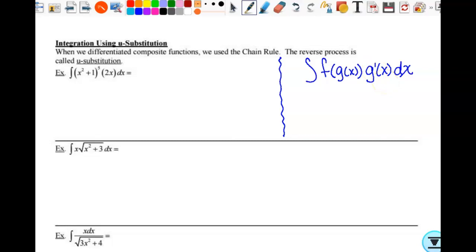So you pick something for your u. Sometimes it's really obvious. Sometimes you're going to pick the wrong u first, and then you decide, oh, that doesn't make sense, so we're going to redo it. So what we're looking for in general is the inside part of the function, the inside function, that g of x. So I'm going to say u is equal to g of x, okay? And then I'm going to take the derivative. So the derivative of this, du, equals g prime of x dx.